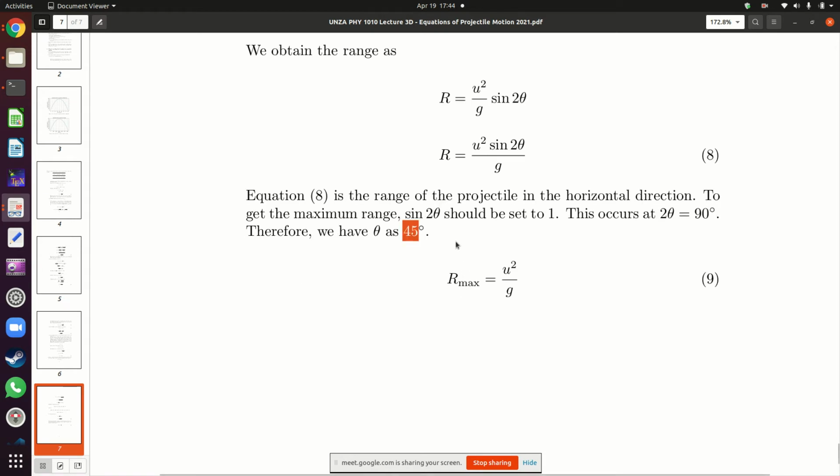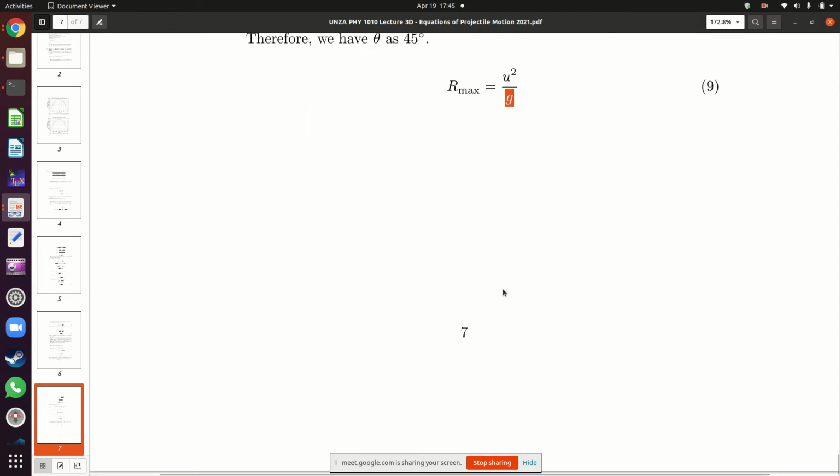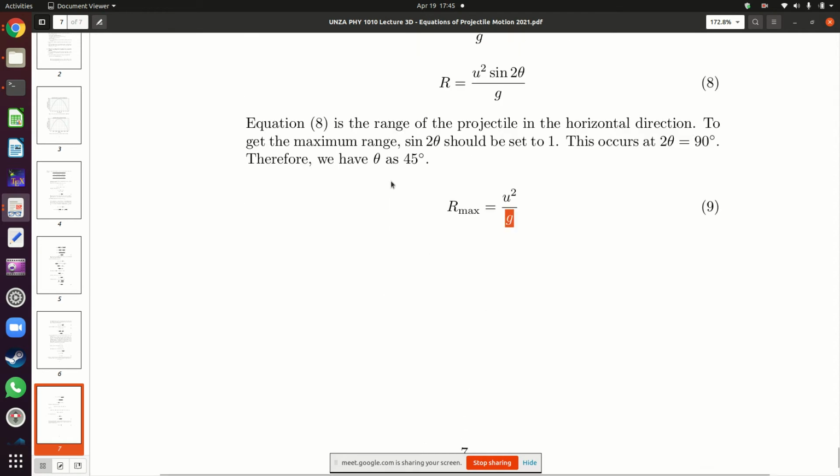So if you want to obtain maximum range from a projectile, you need to fire your projectile at an angle of 45 degrees. When you fire a projectile at an angle of 45 degrees, this sine 2 theta is going to give you a value of 1. So you're only going to remain with u squared divided by g. So in this case, your maximum range only depends on your velocity squared divided by g. So if you've got a velocity, then you square it, then you divide by g. That gives you a maximum range, assuming that you are firing this projectile at an angle of 45 degrees.